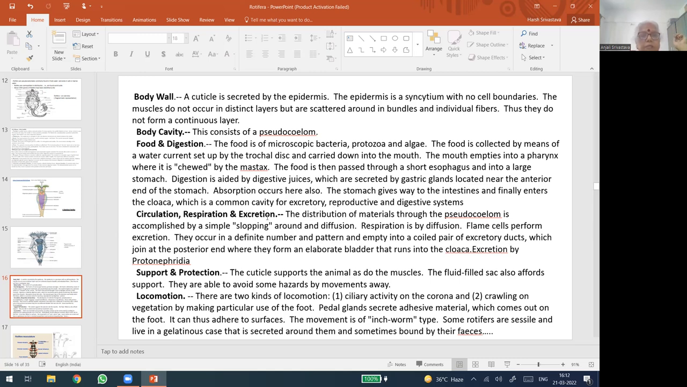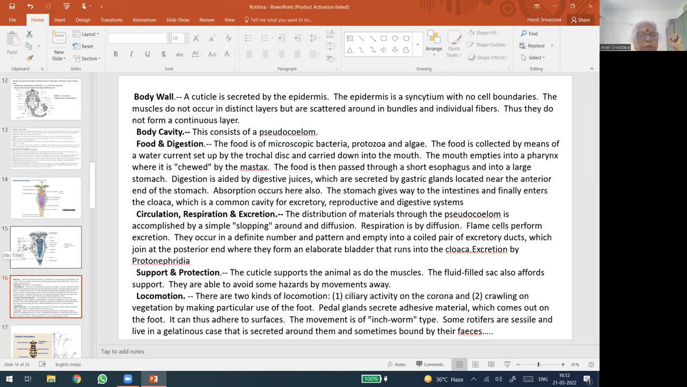Then comes the circulation, respiration, and excretion. The distribution of materials through the pseudocoelom is accomplished by simple sloshing around and diffusion. Respiration is also by diffusion. Flame cells perform the excretion, forming the protonephridia. That is the important structure. A very primitive type of nephridium, the protonephridium, starts here with the flame cell, which helps in excretion. They occur in a definite number and pattern and empty into a coiled pair of excretory ducts, which join at the posterior end, where they form an elaborate bladder that runs into the cloaca.